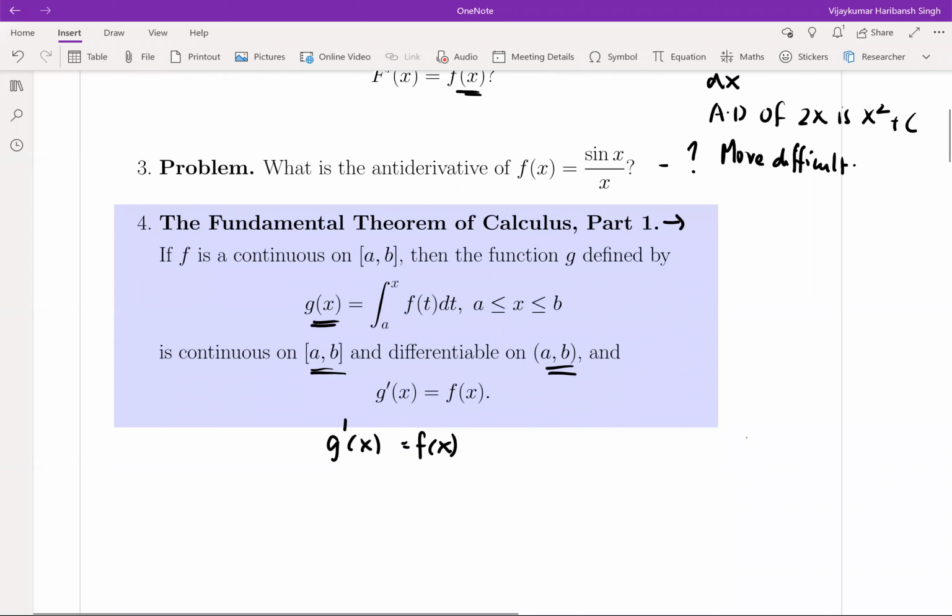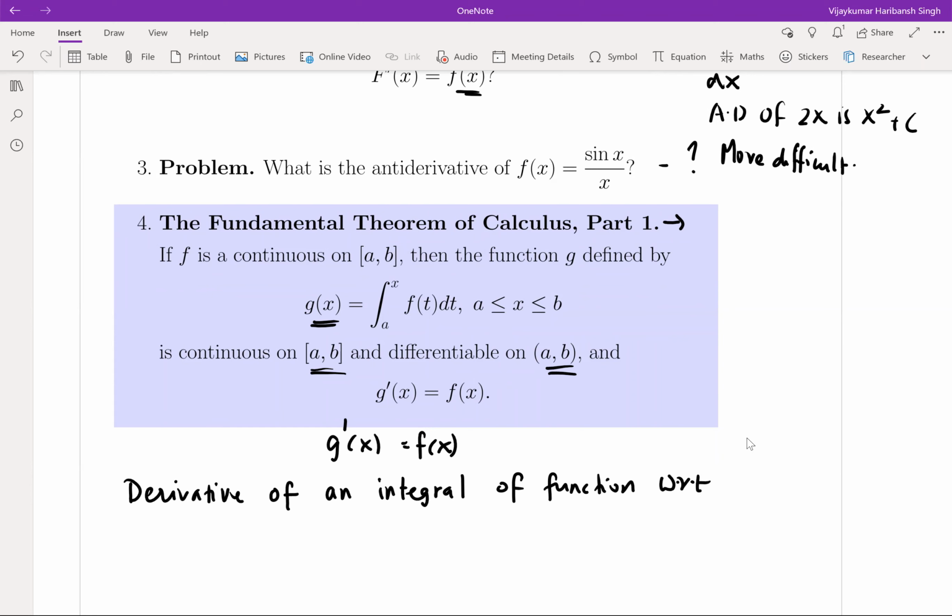So if I want to read the same thing in plain English, I can say the derivative of an integral of a function, with respect to what? The derivative is always taken with respect to some variable, here with respect to its upper limit, is the original function evaluated at the upper limit.